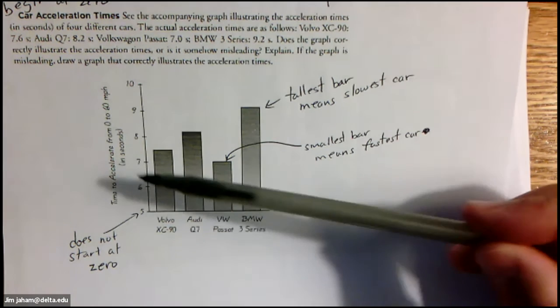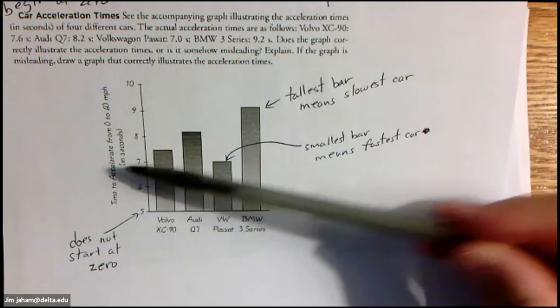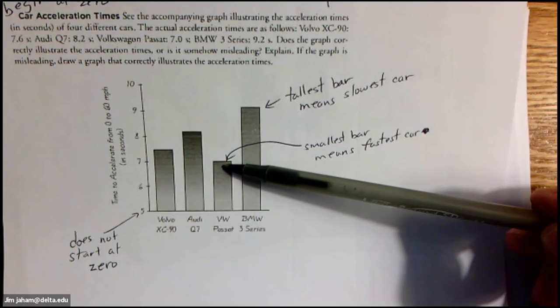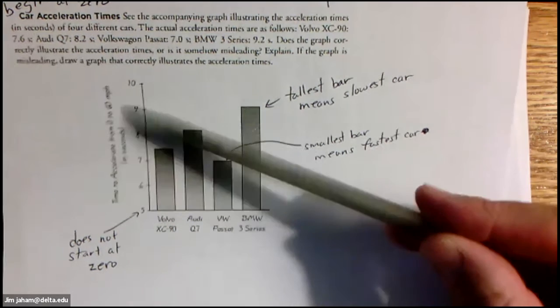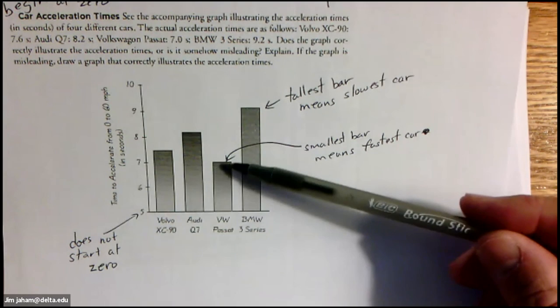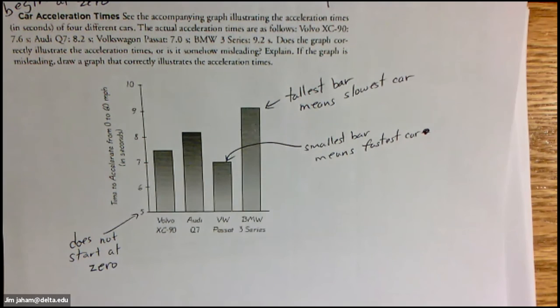And if you look over here, it's time to accelerate. If it takes less time to accelerate from 0 to 60, that must mean the car is actually quicker, faster. And so we probably want to put a different unit over here on the vertical scale so that bigger bars mean faster and slower cars have smaller bars, but that's not how it appears here. So all three of these graphs, while accurate, are somewhat misleading because of the way that they've been constructed.